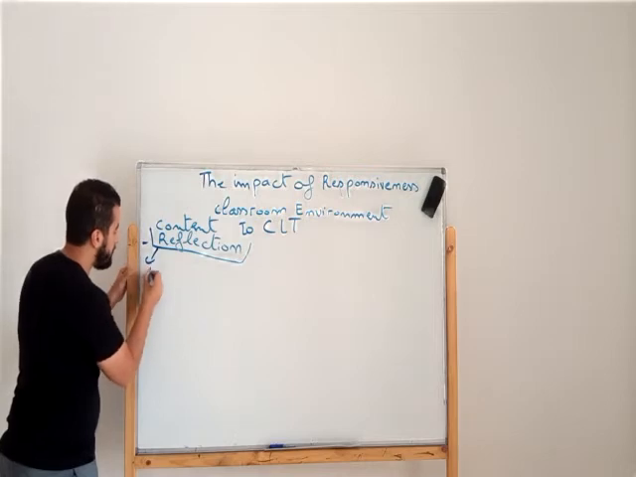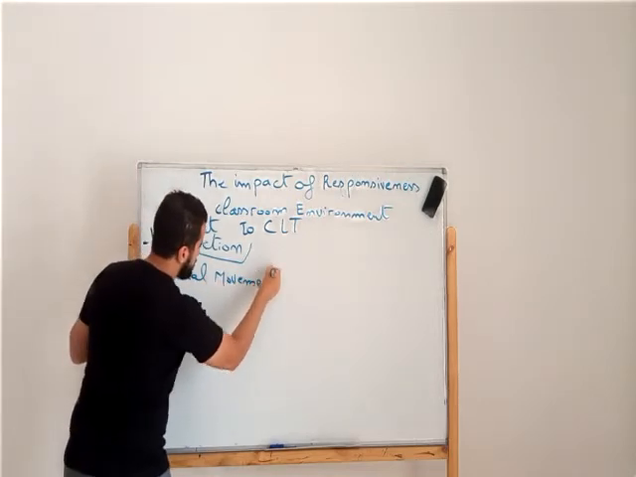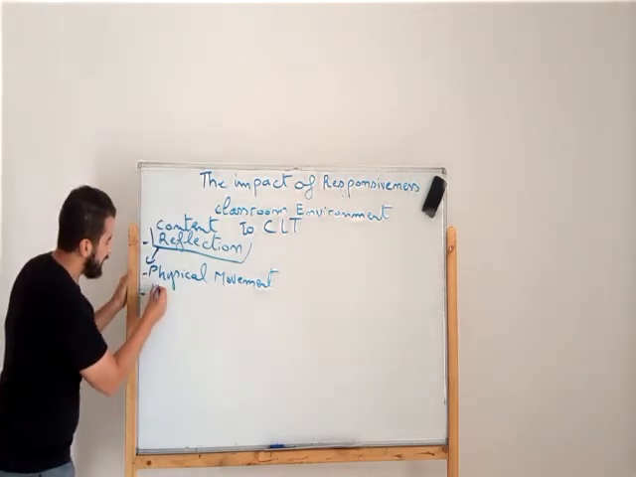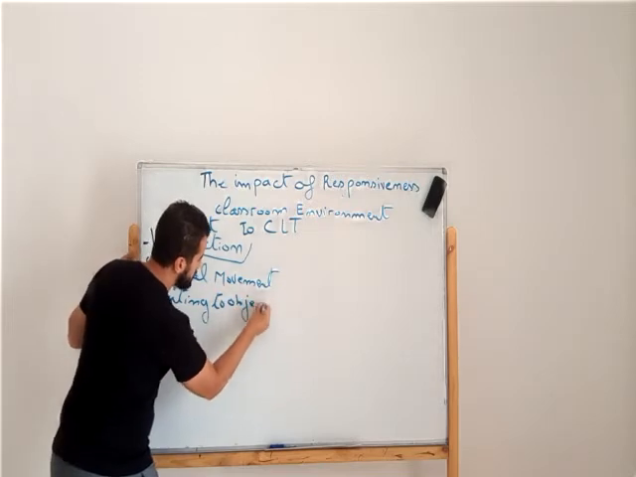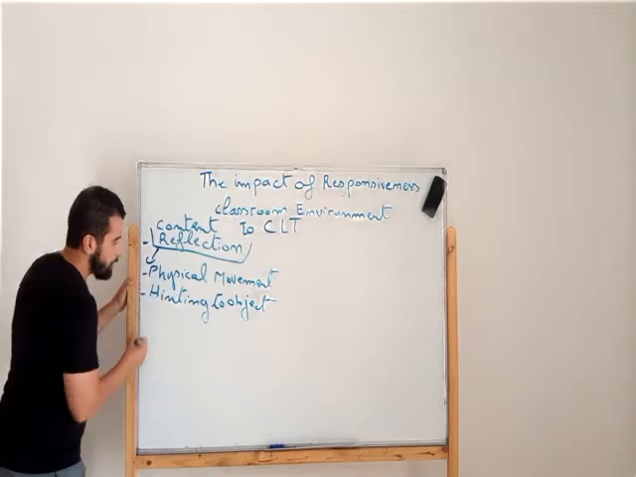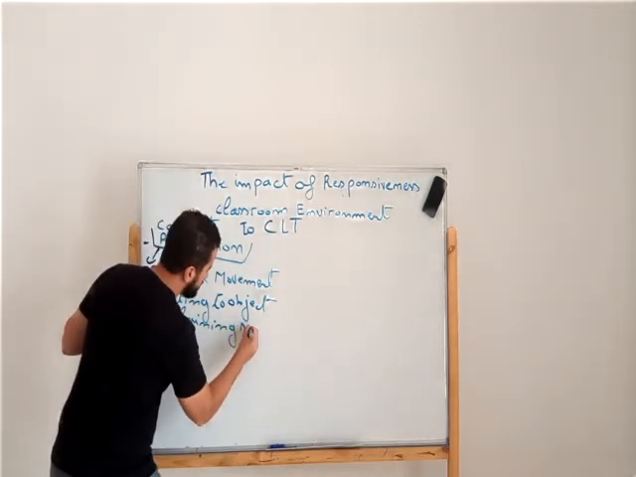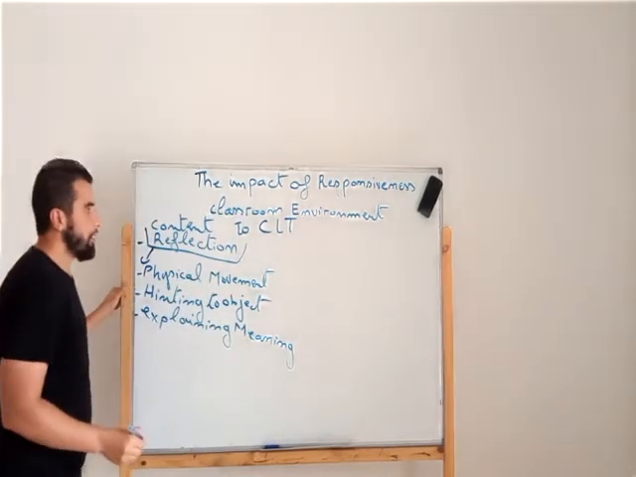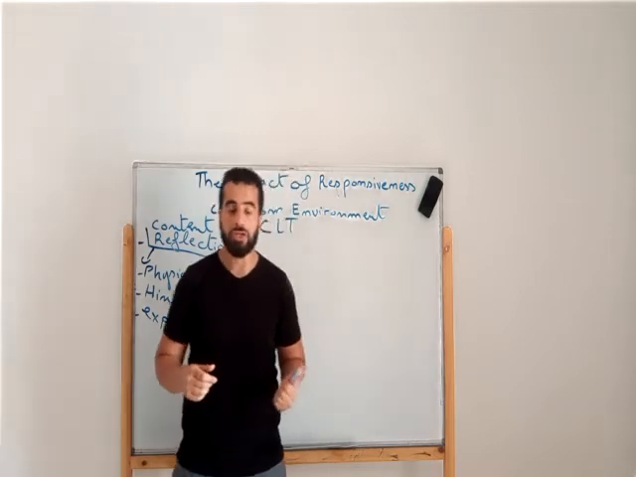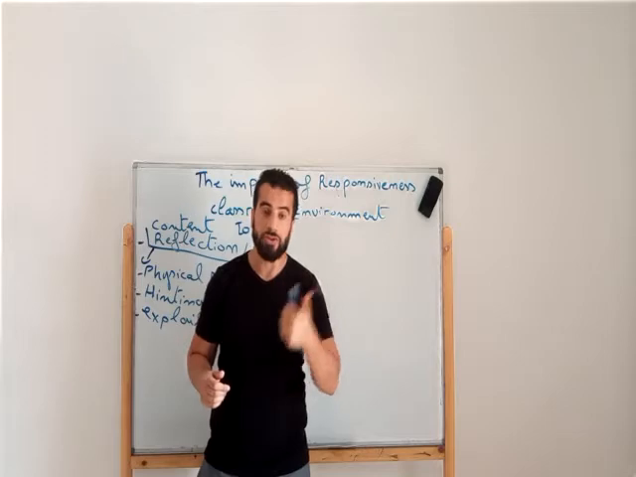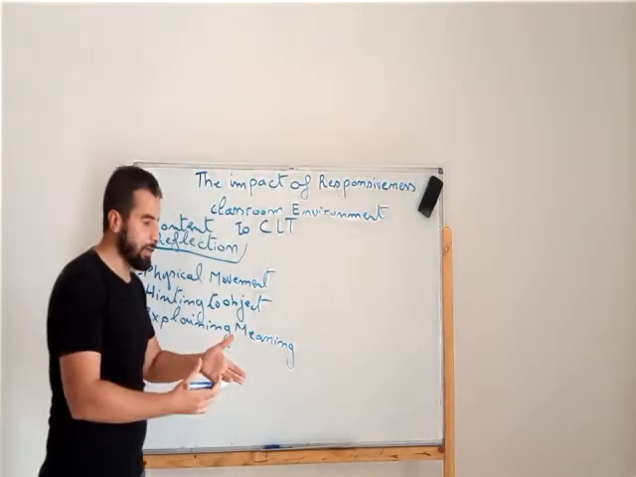We are going to do it how? By physical movements. Right? Physical movements. Hinting to an object, can be a thing, can be a book, whatever. Another thing, explaining meaning. Right? Explaining meaning. You are going to explain meaning by using mime, gestures, non-verbal communication without depending on translation to Arabic or to the native language of your students. This is the first thing that you need to do, is to reflect the content.